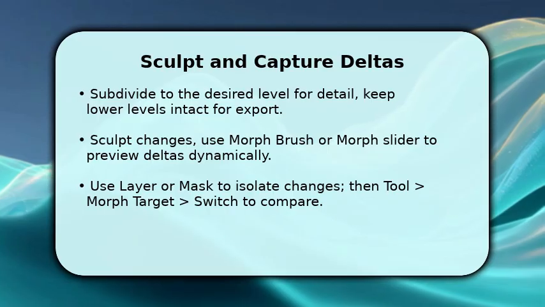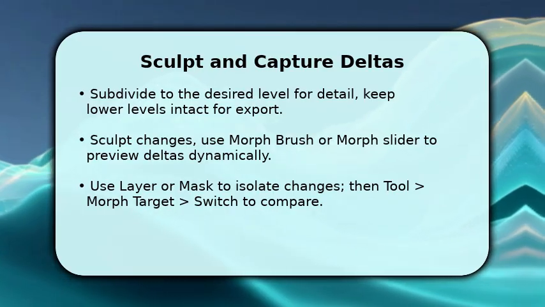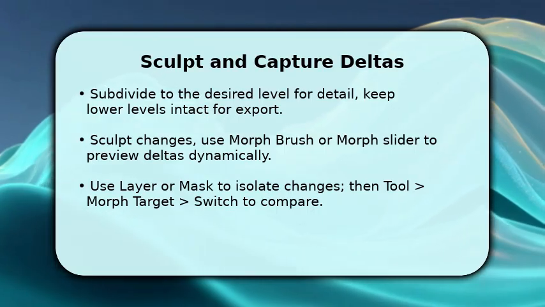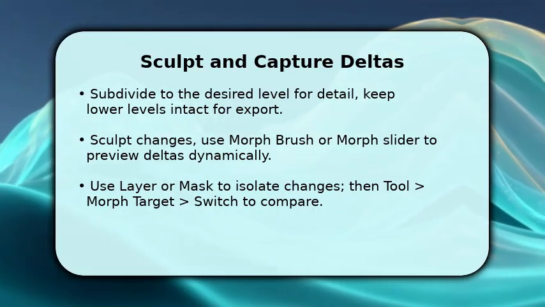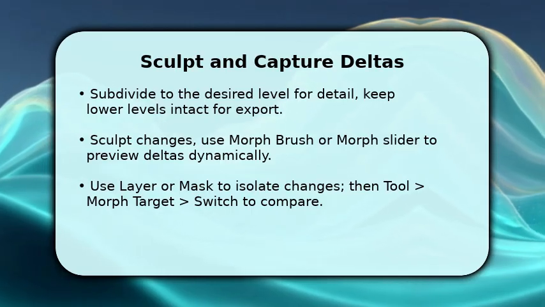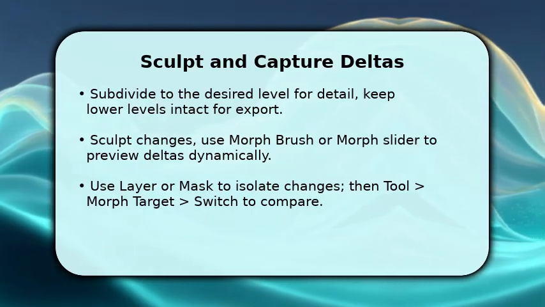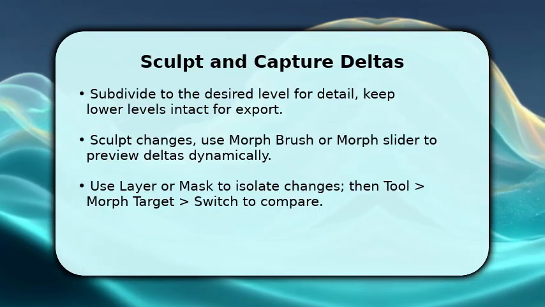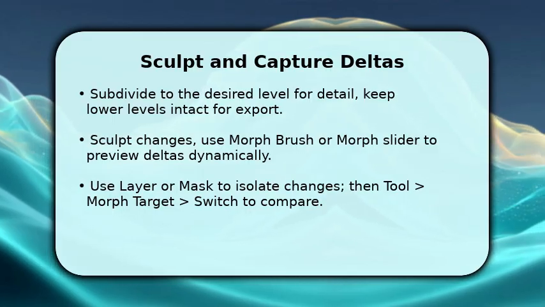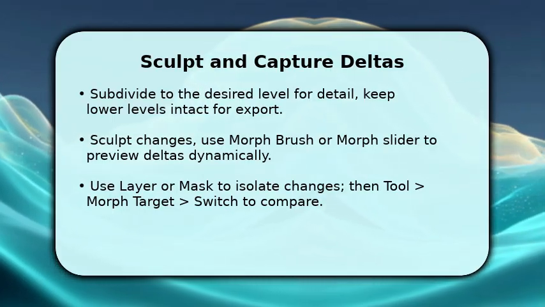Use the morph brush to paint where the delta should apply, and toggle Tool > Morph Target > Switch to see the before and after. Once you like the change, use layers to capture intensity or masking to protect areas. This gives you clean, editable deltas. Make sure to test switching back and forth while lowering subdivision to confirm the morph transfers across levels correctly.